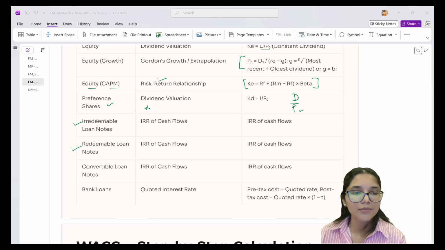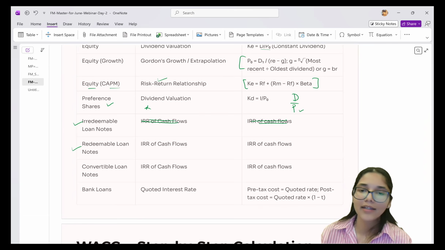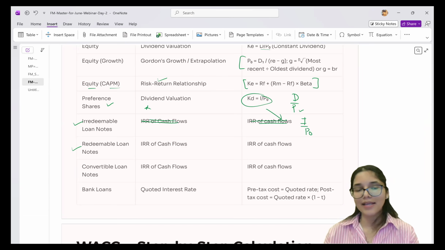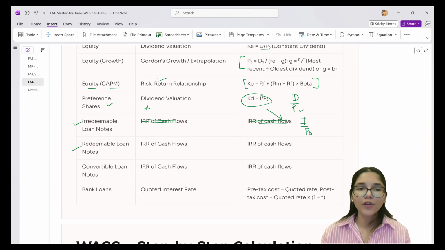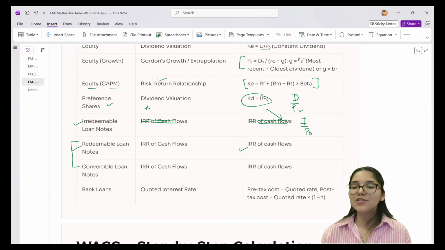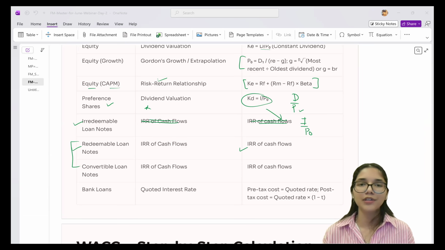I think I made a mistake over here. For the irredeemable loan notes, it's not the IRR, it's actually the interest divided by the P0. I think it got mixed up from here. This is what should be written over here: the interest that we are paying as the company divided by the P0. And then for your redeemable loan notes and the convertible loan notes, we find out the IRR of the cash flows.